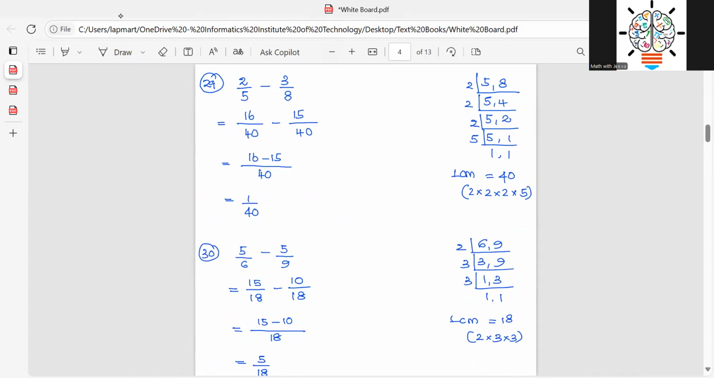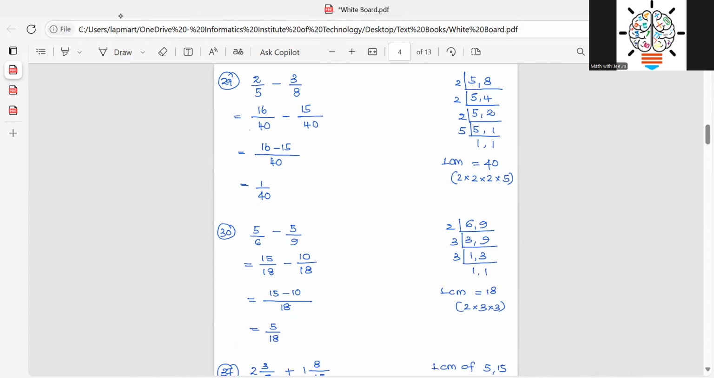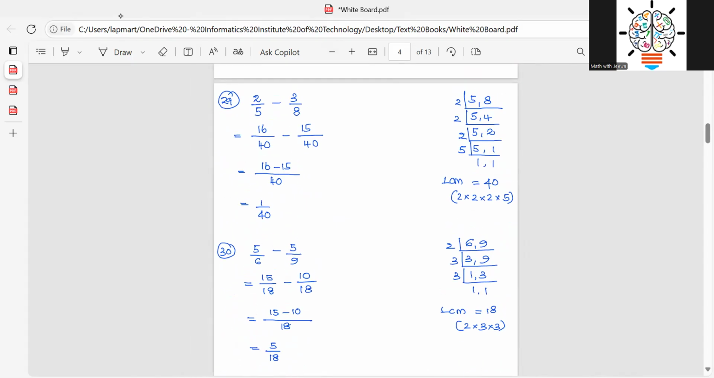See that here, I'll show you both the sums. You can see here the subtraction. This is how you want to do it, right? The same way that you find the LCM, write the denominator, convert the numerators accordingly, then you add or subtract.